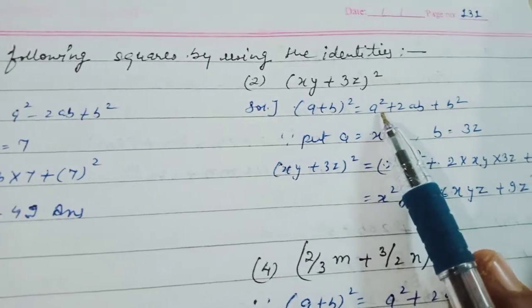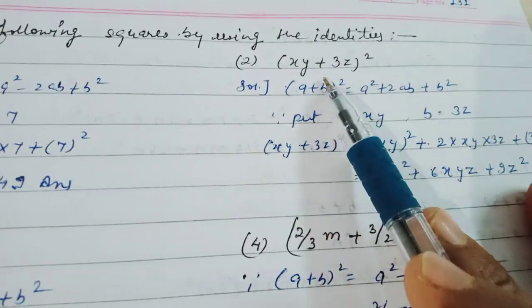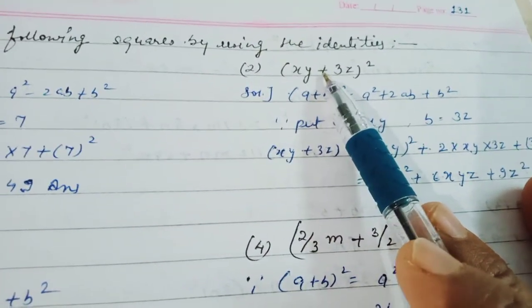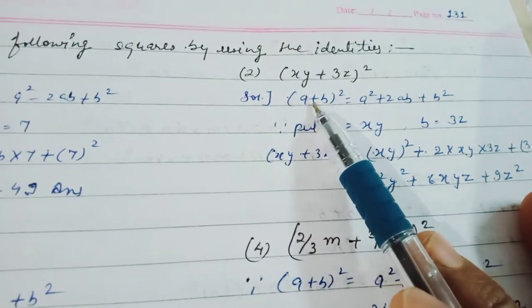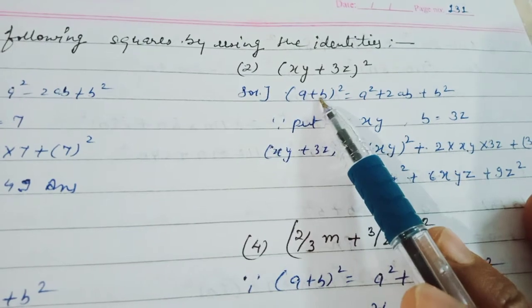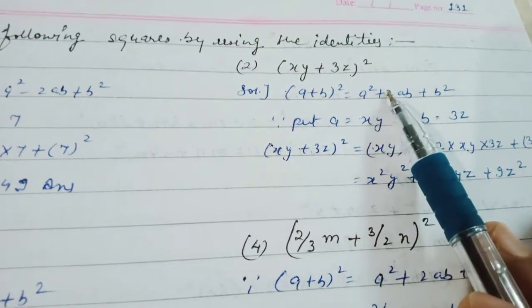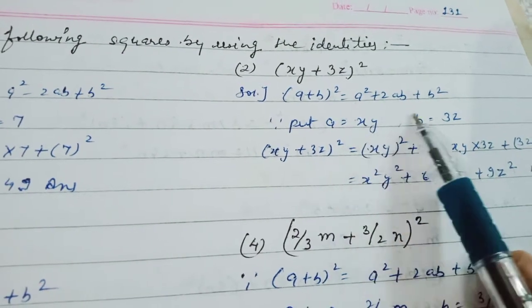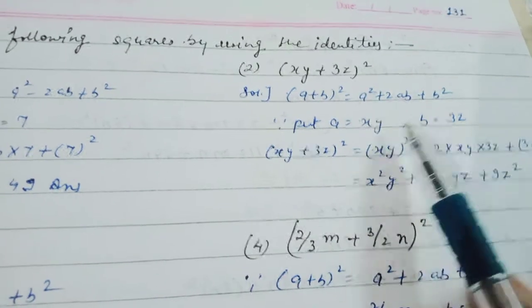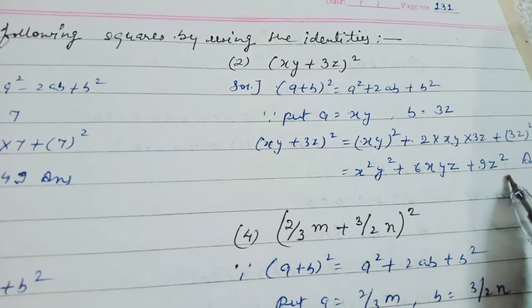Question number 2 is (xy plus 3z) whole square. Students, here the plus sign is there and this is a, this is b, so we apply the identity a plus b whole square is equal to a square plus 2ab plus b square. Put a is equal to xy and b is equal to 3z. Placing the values, we get this answer.